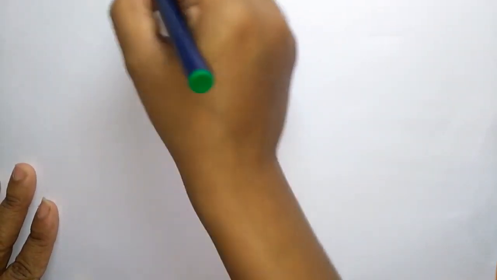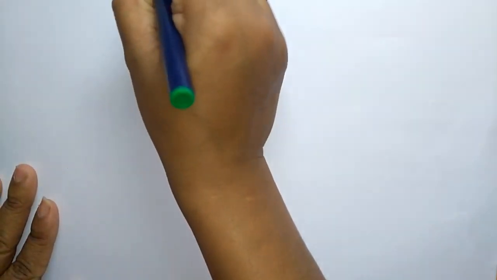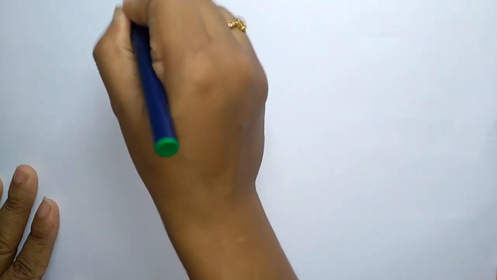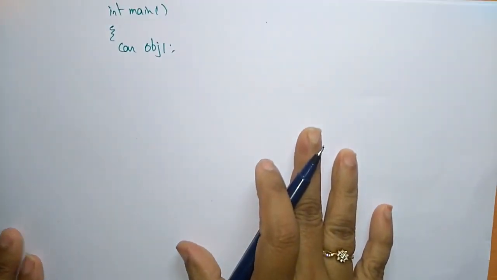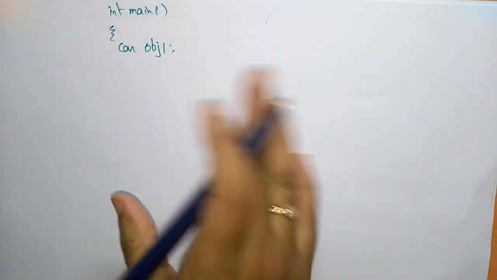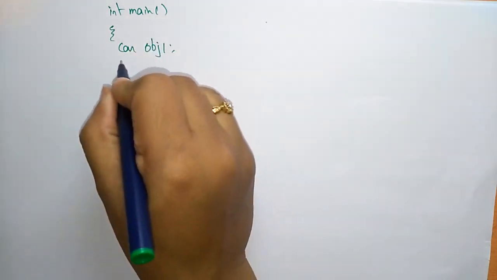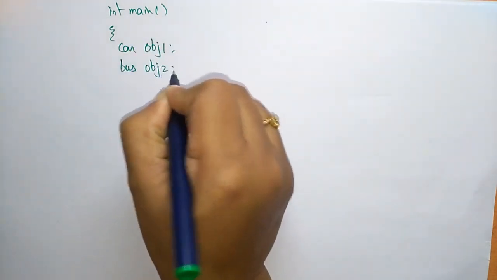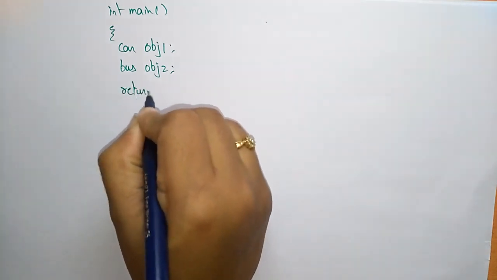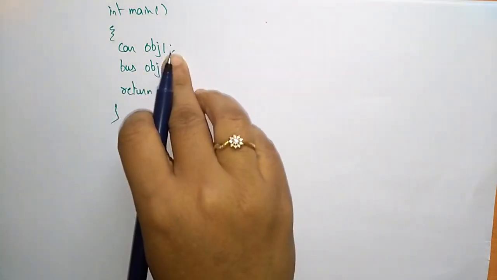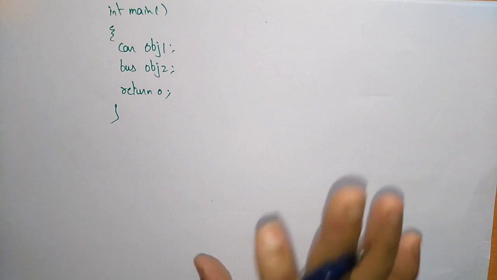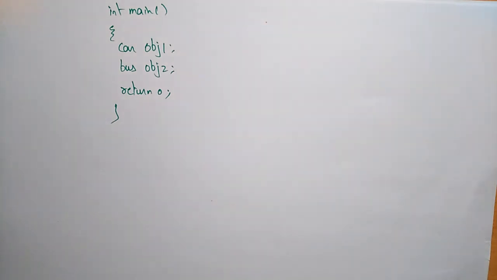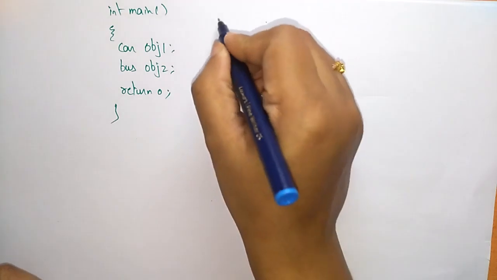Just write the main function, that is int main. Now create the objects. I'm creating two objects because here you have two subclasses, car and bus. So for car I'm creating obj1 and for bus I'm creating obj2, and return 0. Creating objects of subclasses will invoke the constructor of the base class. So what will be the output here?